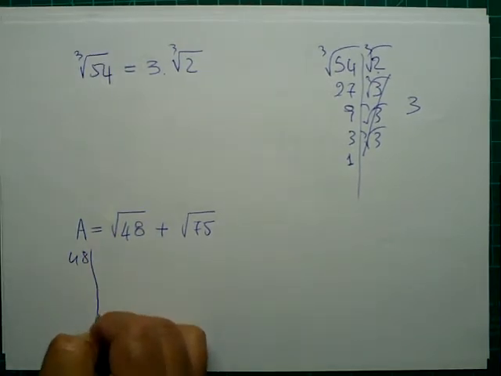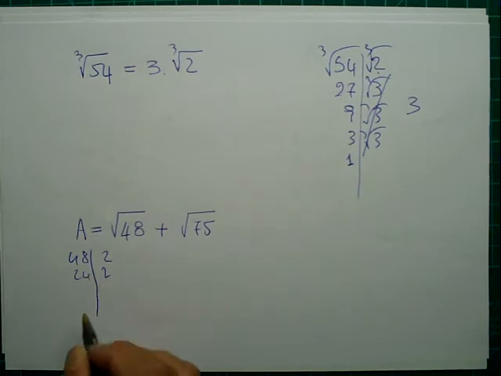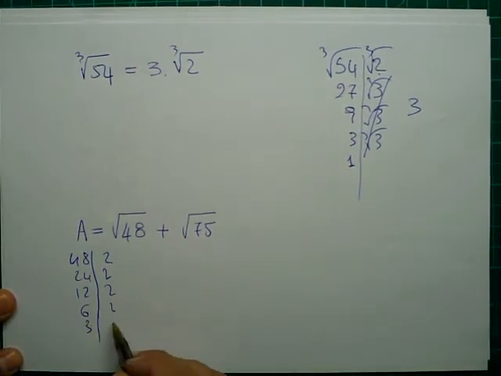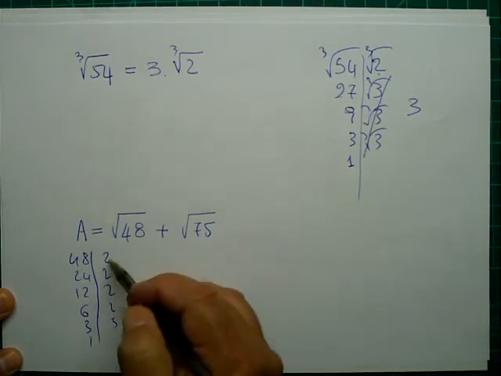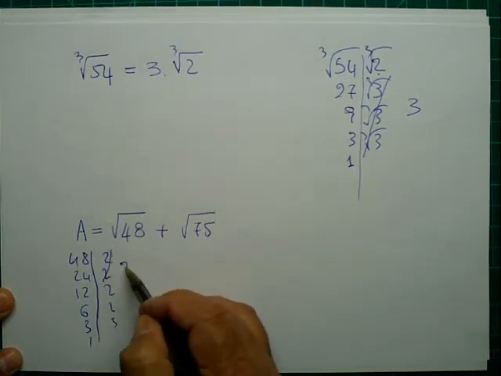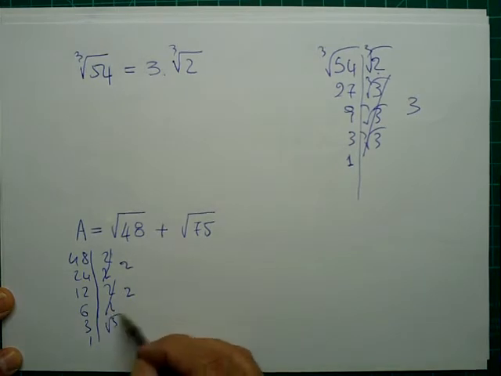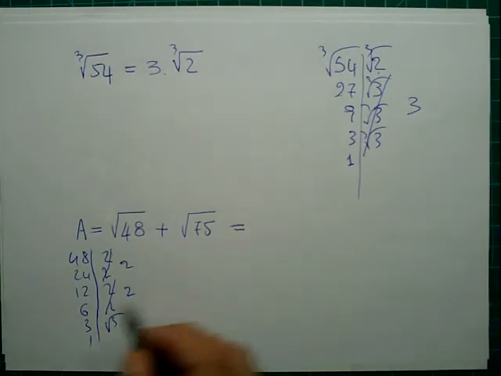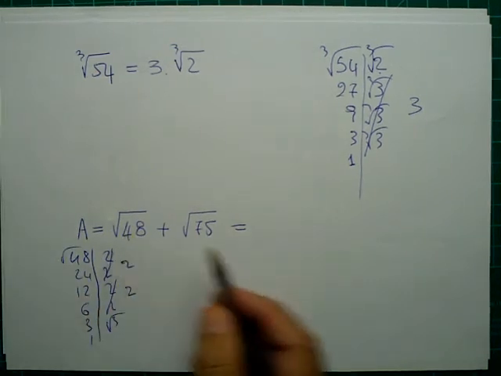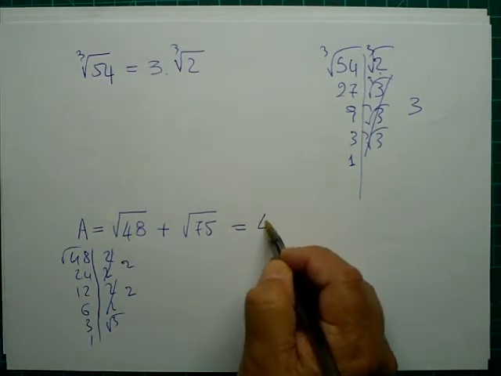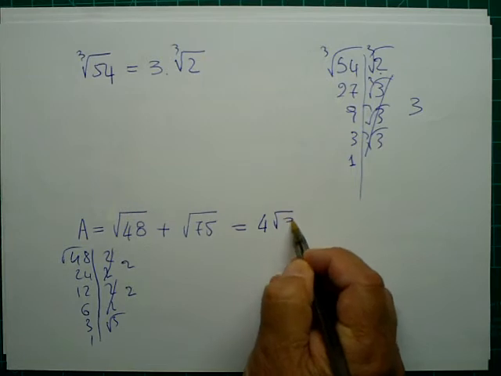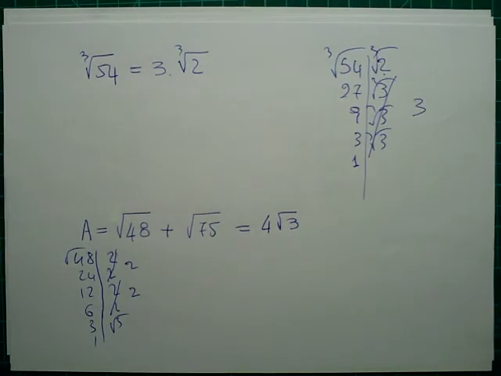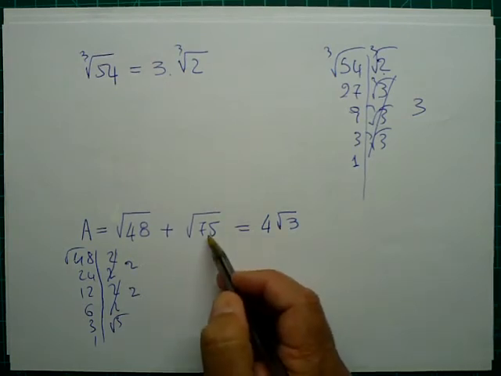48 divided by 2, 24, by 2, 12, by 2, 6, by 2, 3, by 3, 1. All these two give 2, these two give 2, so it's a simple square root left here. So the square root of 48 can be written as 4 times the square root of 3 here. Well, what about 75?